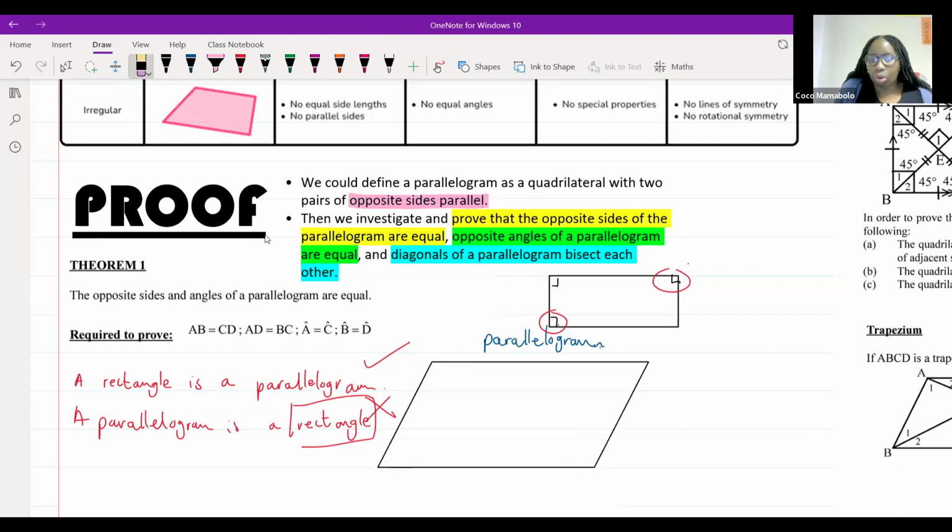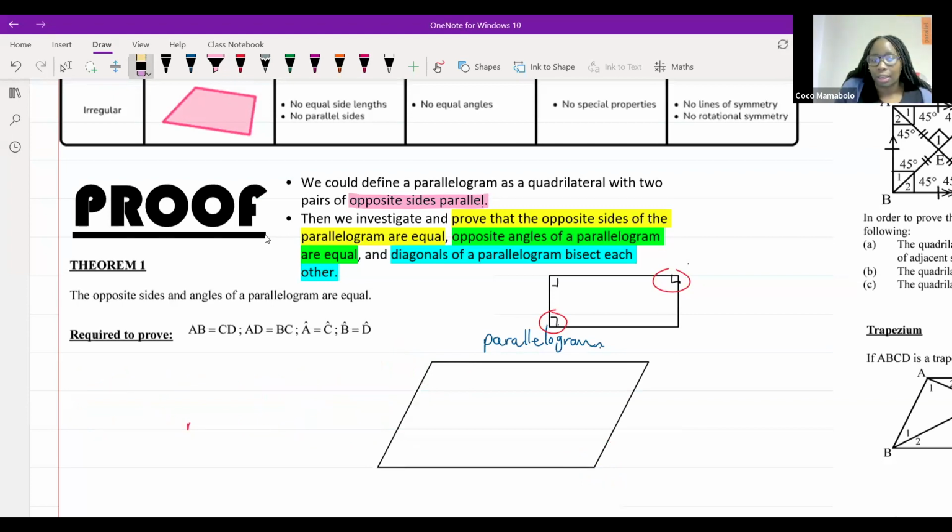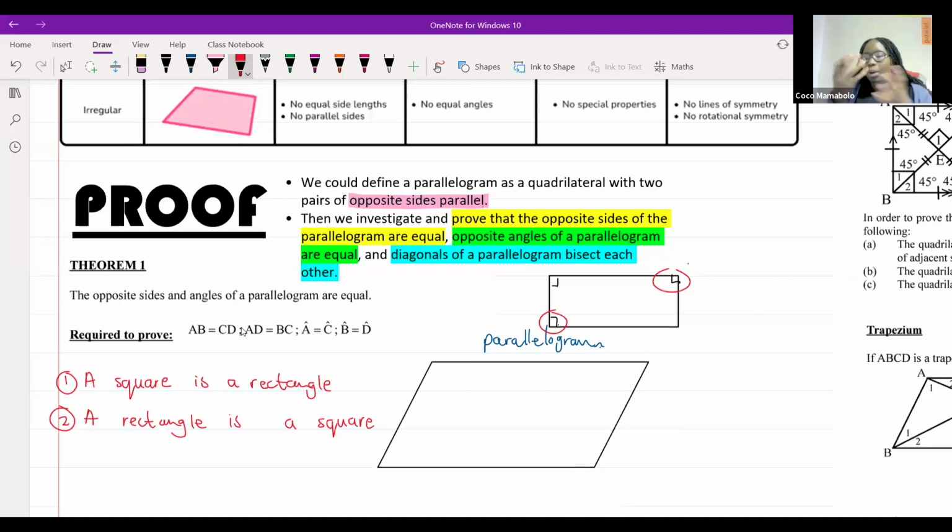You with me? Cool. Let me give you another statement and I want you guys to think about it. One: a square is a rectangle. Two: a rectangle is a square. Which one of these is false? Number one or number two? One of them is true and the other one is false.